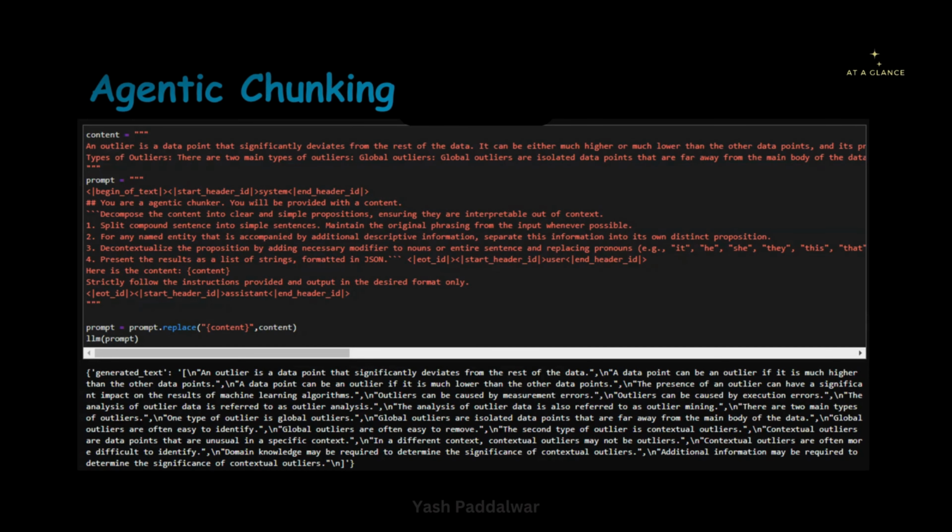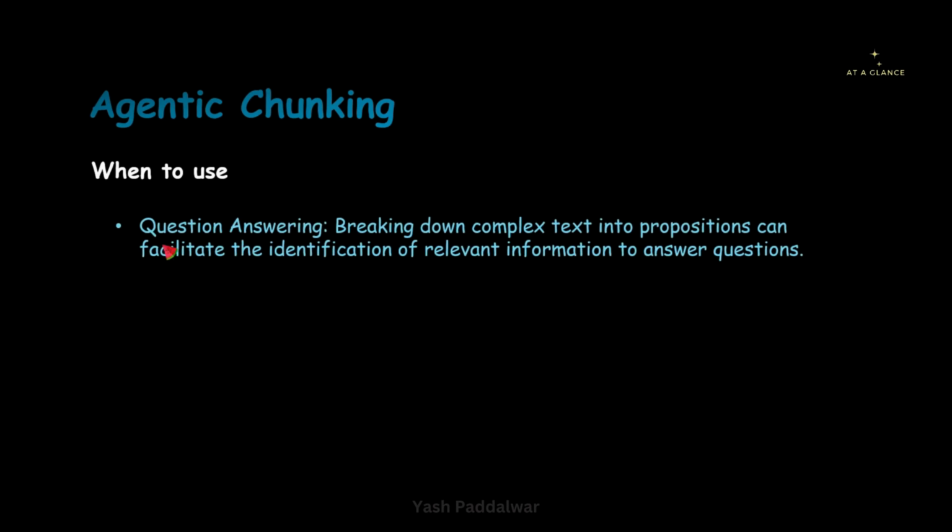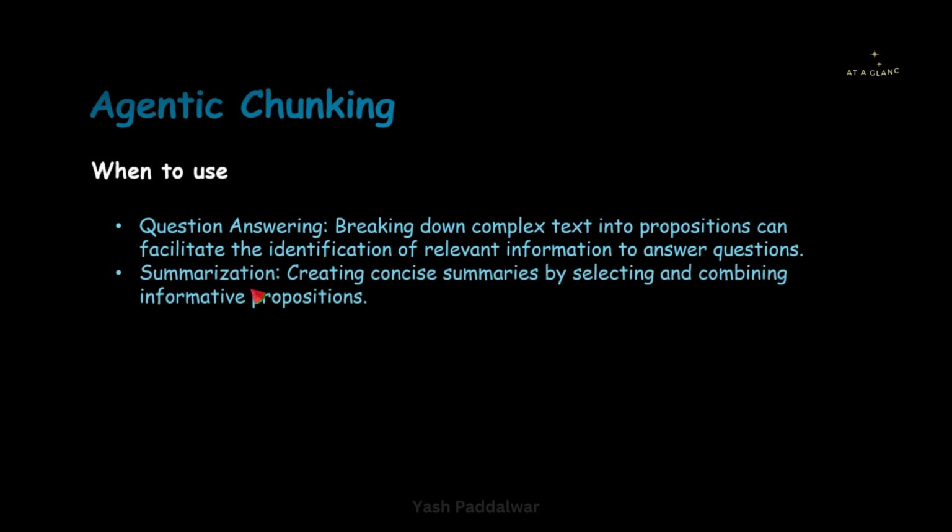Now let's summarize what we have seen in this video by looking at some points on when to use this agentic chunking strategy. First, in question answering, breaking down the complex text into propositions can facilitate the identification of relevant information to answer the questions. Yes, of course, in any use case, you can use this agentic chunking strategy to make the information more relevant to read as well as to understand, especially in question answering tasks. In the summarization case, you can also use this. It will create concise summaries by selecting and combining the informative propositions.